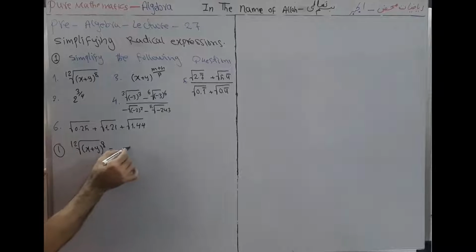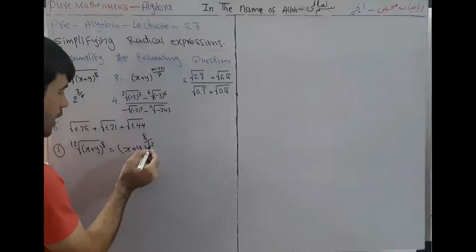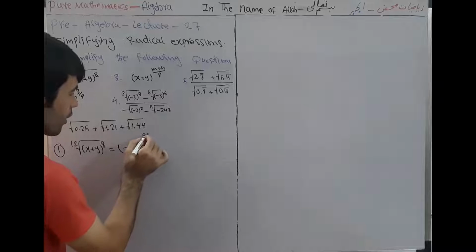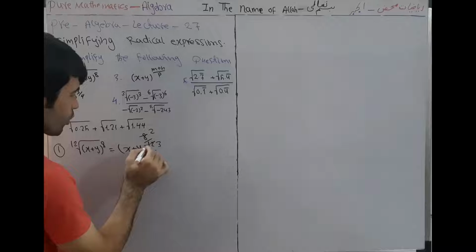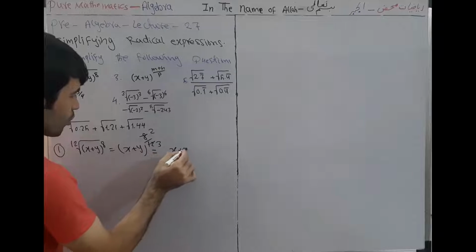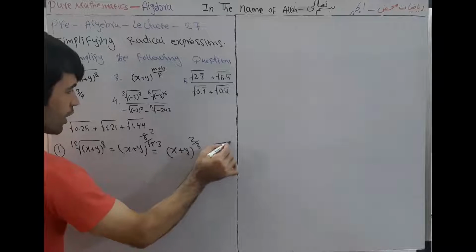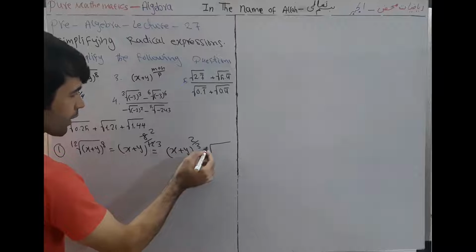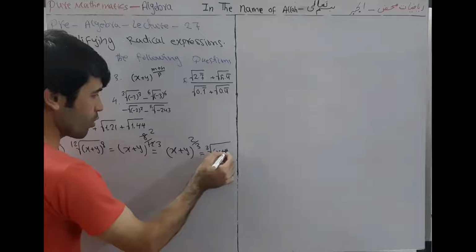We can write (x plus y) whole to the power 8 over 12. Now 8, we cancel it with 12. 2 into 4 is equal to 8, 3 into 4 is equal to 12, so we get (x plus y) whole to the power 2 over 3. We can change it again to the root: 2 over 3 means the third root of (x plus y) whole to the power 2.